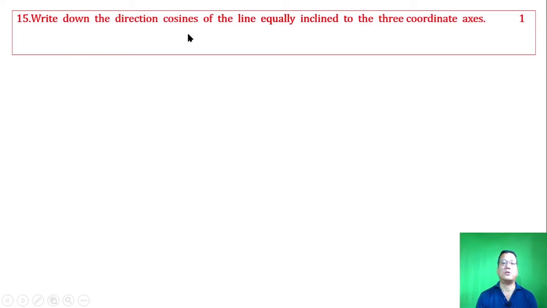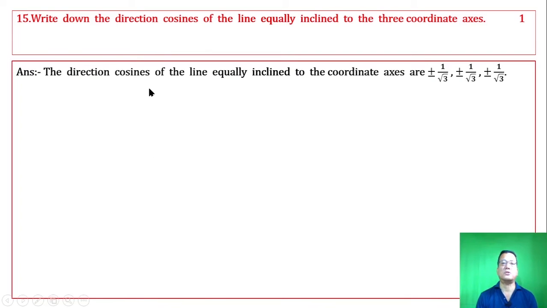Write down the direction cosines of the line equally inclined to the three coordinate axes. The direction cosines of the line equally inclined to the coordinate axes are plus minus 1 by root 3, plus minus 1 by root 3, plus minus 1 by root 3.